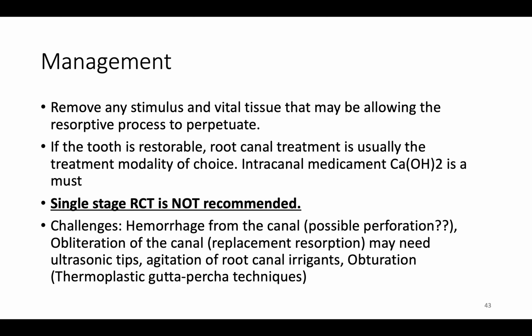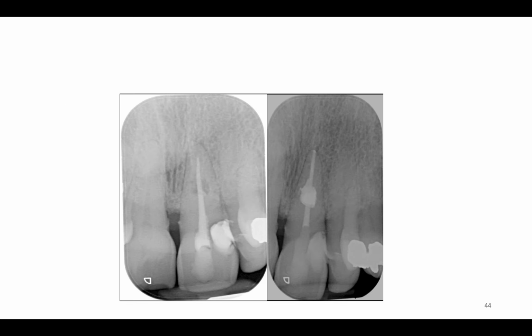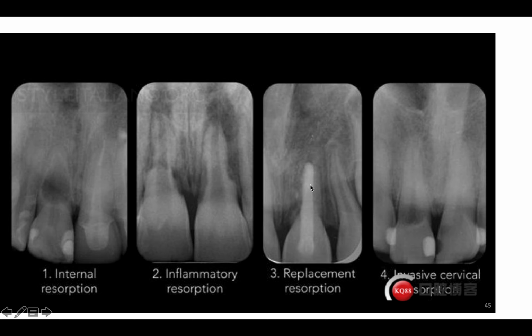Because of the irregular shape of the resorptive cavity, we have to agitate and activate the irrigants. And then when we do the obturation, again, because of the irregular shape of the root canal after the resorption, we have to use thermoplastic gutta-percha techniques. For example, the warm vertical compaction technique. And this is what you can get if you attempt cold lateral compaction. But with the warm vertical compaction, you get complete filling of the irregular resorptive defect.